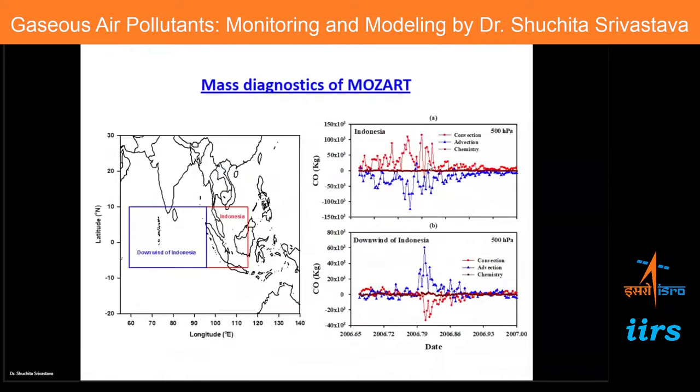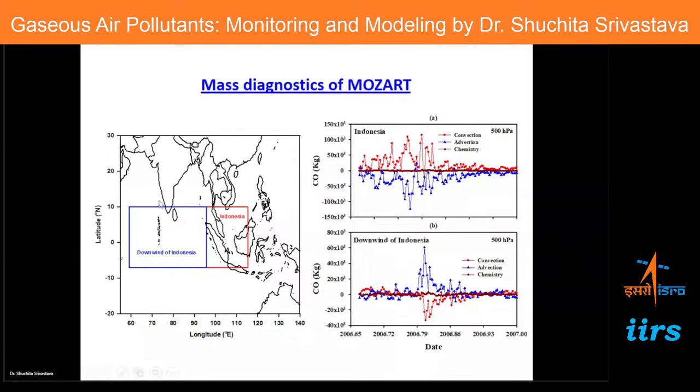As we have already seen, the model solves convection, advection, and chemistry sequentially. All these processes happen simultaneously in the atmosphere, but the model simulates them sequentially. So in the model, we can segregate the contribution coming from these processes. This is our Indonesia region, and this is the downwind of the Indonesia region. For this region, at 500 HPA, we have segregated the contribution coming from convection, advection, and chemistry. Over this region at 500 HPA, convection is the process which is adding CO molecules, and advection is a process which is removing molecules from this level, and chemistry is not playing any role. So by the model, we could understand that chemistry is negligible in this particular case.